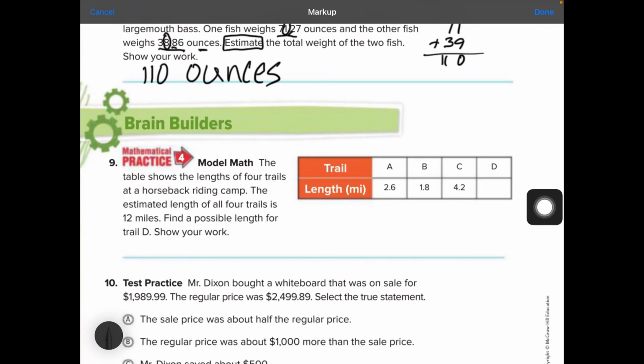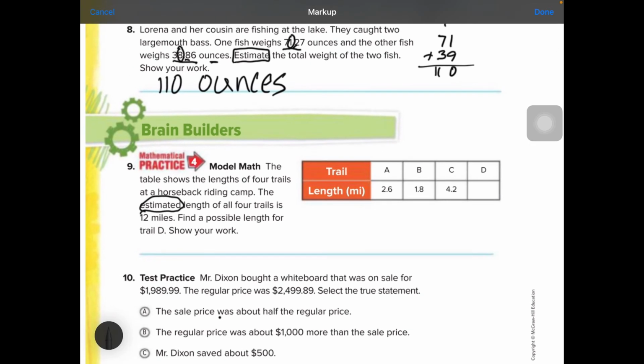Okay, let's try that again. All right, take 2. We're on the brain builders, number 9. The table shows the lengths of 4 trails at a horseback riding camp. That would be really cool to go to. The estimated length of all 4 trails is 12 miles. Find the possible length for trail D. So the estimated length, which means when they add all of these together, all of these numbers A, B, C, and D, it's going to equal 12 miles.